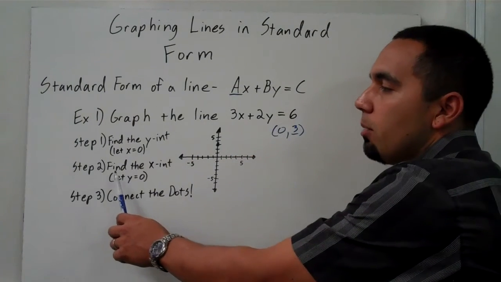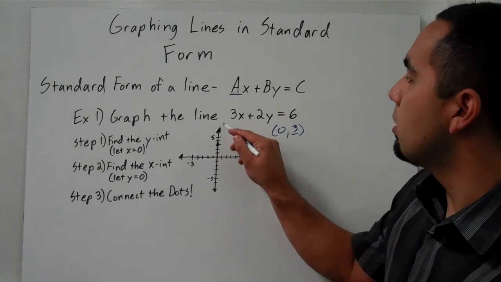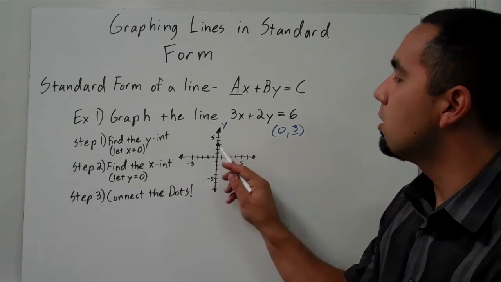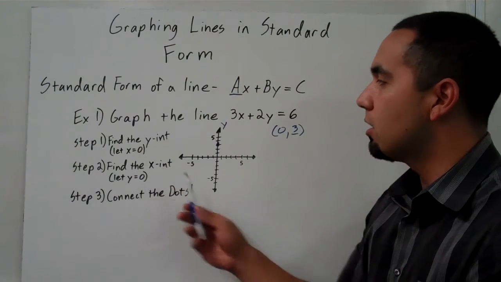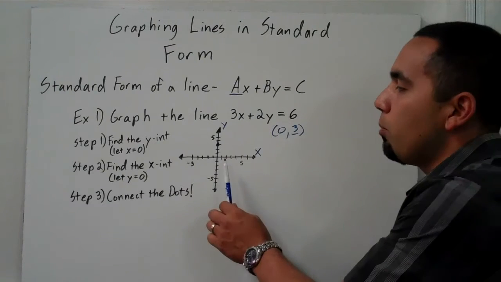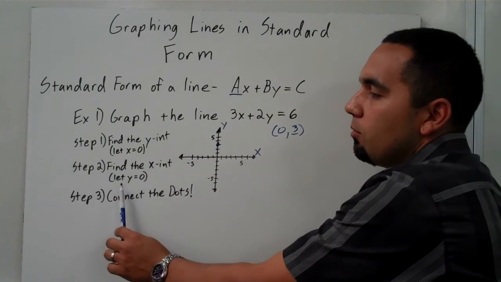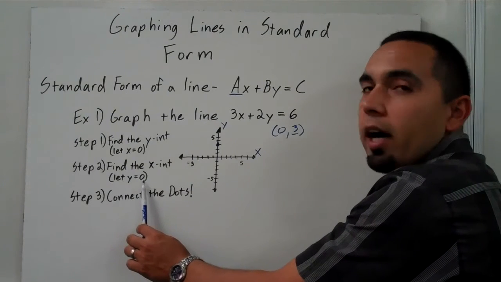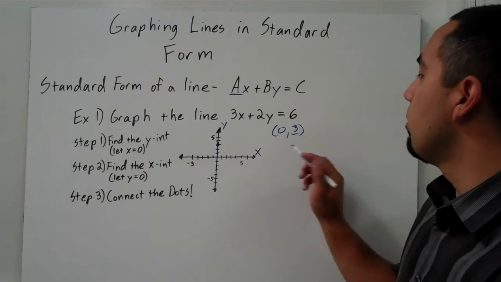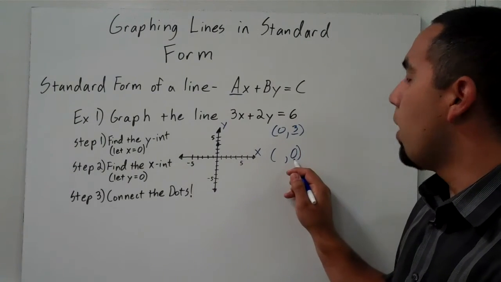The second step is find the x-intercept. Again, the x-intercept is just like the y-intercept. The y-intercept is where the line crosses the y-axis. The x-intercept is where the line crosses the x-axis, right? So I know my point should lie on this line right here. When I do that, all I'm doing is letting y equal 0. So I'm going to be finding a different coordinate, but this time my y equals 0.